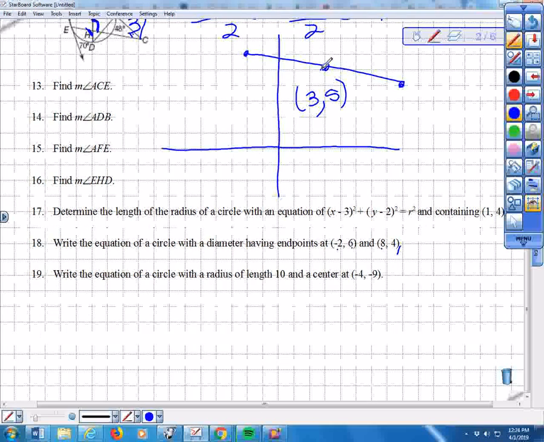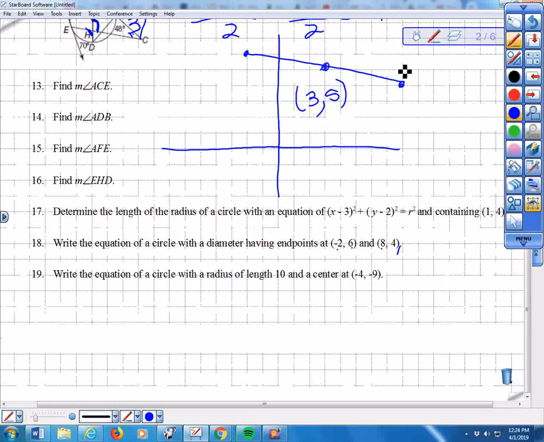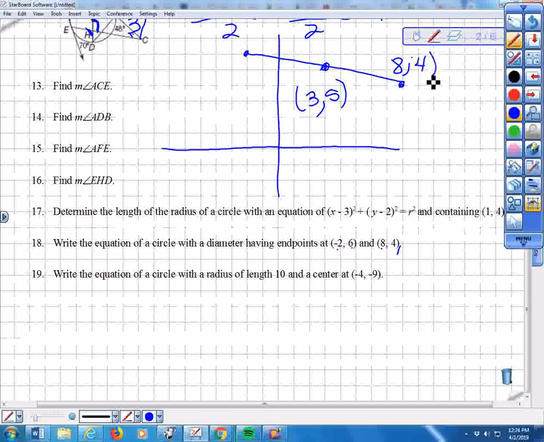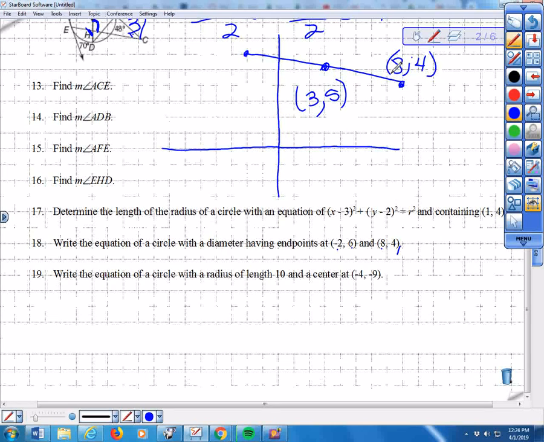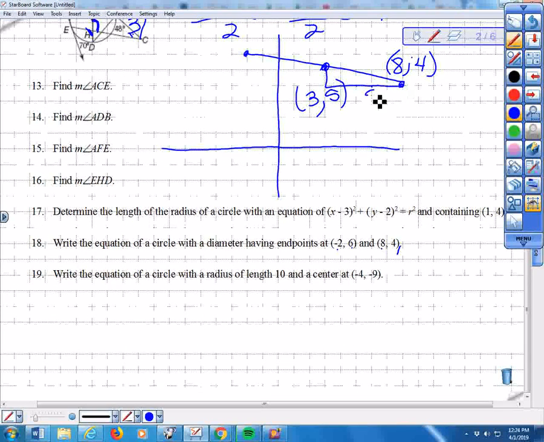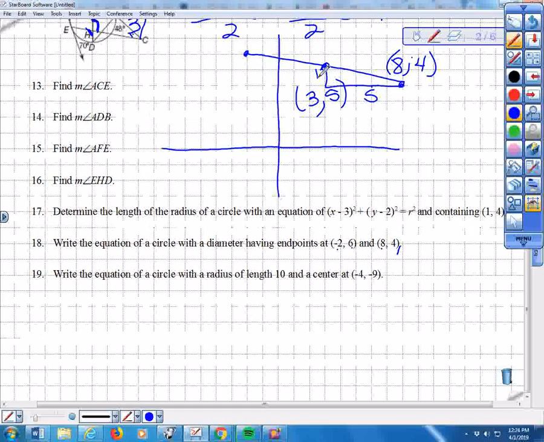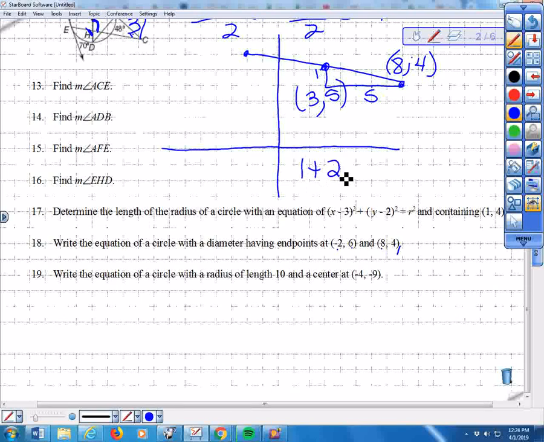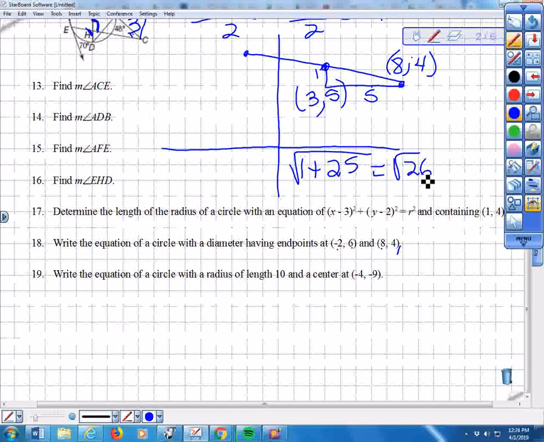Now, to find the radius, I'm going to call this 8 and 4. I just need the distance between the two, right? So we could draw just a quick triangle. 1, 2, 3, 4, 5. This is 5. This is 1. So the distance there is the square root of 1 squared plus 5 squared. That's my radius.